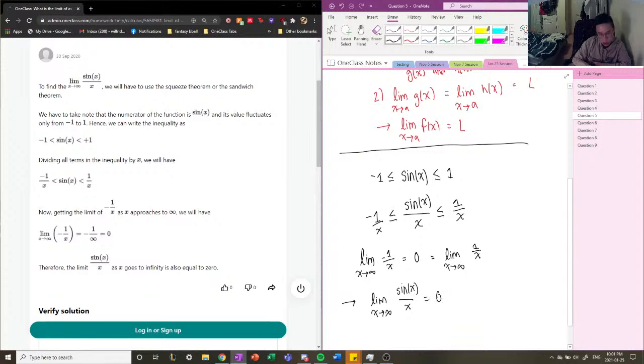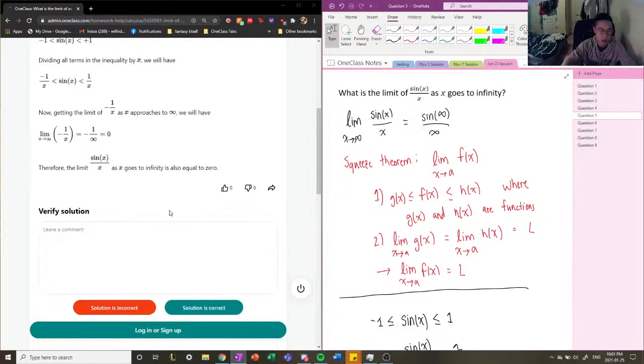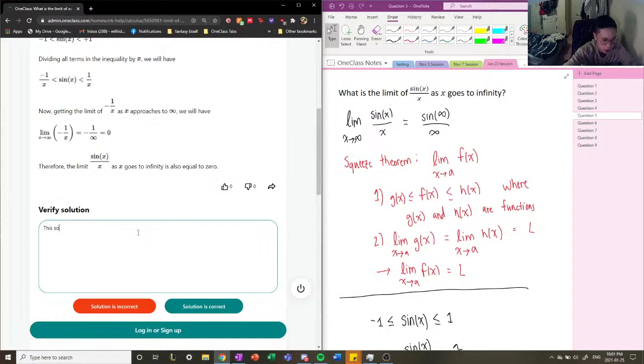So by using the squeeze theorem, we're able to bypass any algebraic technique or direct substitution to find the limit of our function. And I would say that the squeeze theorem is very useful for these kinds of functions where there's a trigonometric function at the top. And it's just in general very useful for these kinds of functions. Okay, so other than that, this solution is correct.